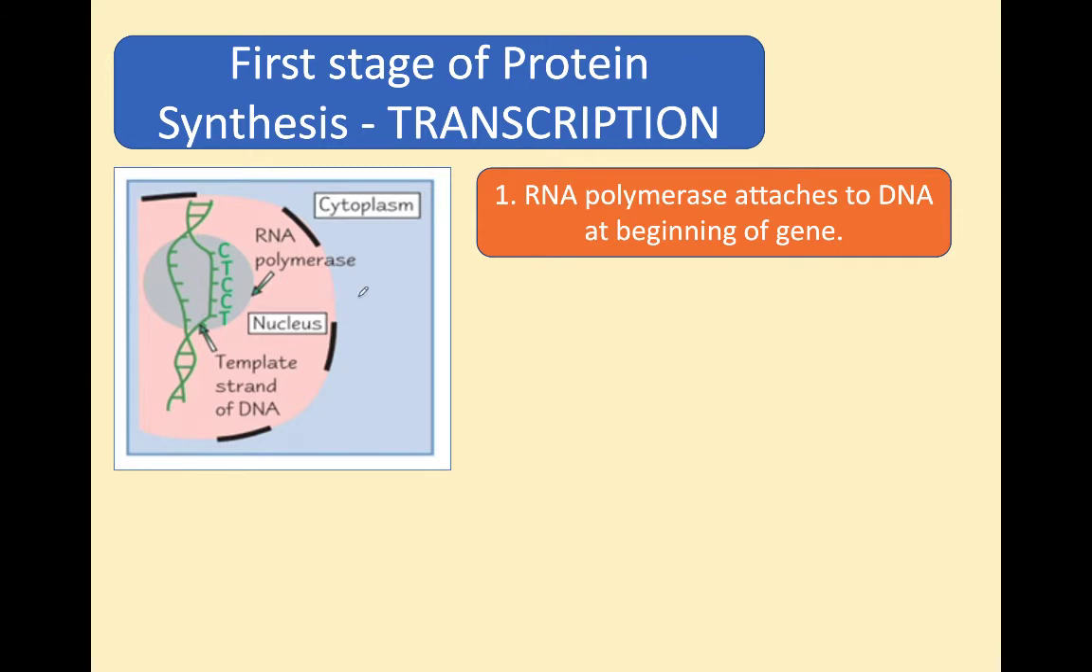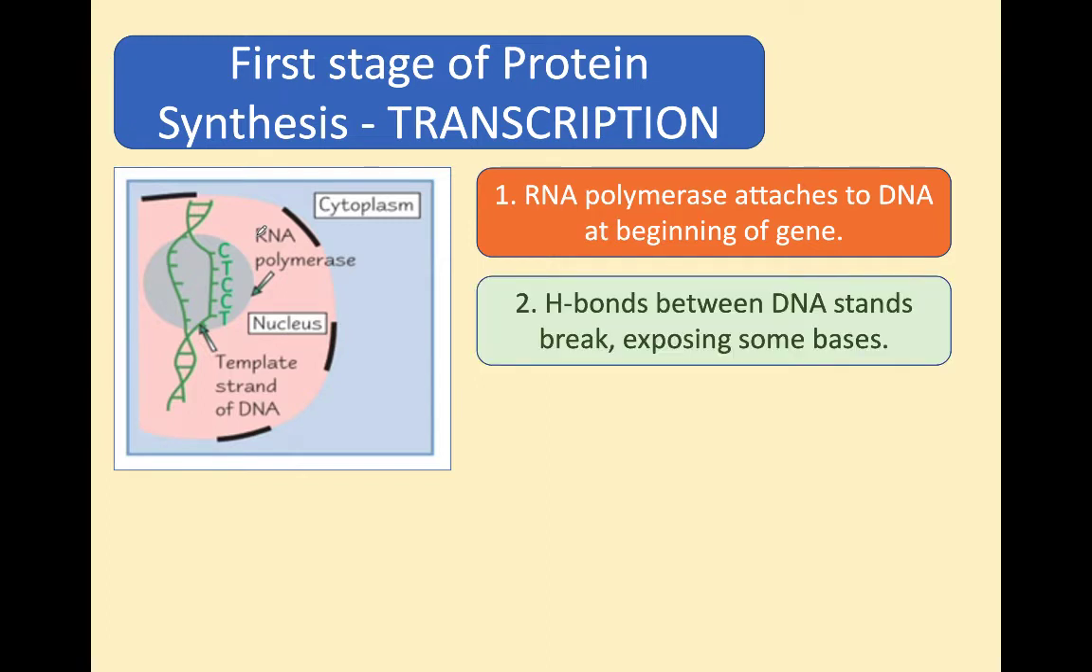Now the first thing that happens is an enzyme, RNA polymerase, attaches to DNA at the beginning of a gene. How do you know it's an enzyme? It's got ASE at the end. Now a gene is a section of DNA. And what's going to happen is we're going to be copying the bases from that gene. Now, the second point is that hydrogen bonds between the DNA strands break, exposing some bases.